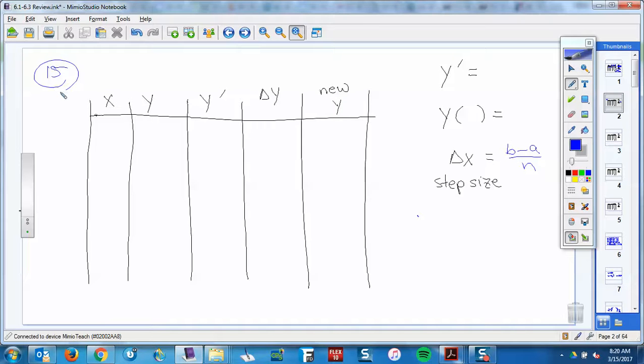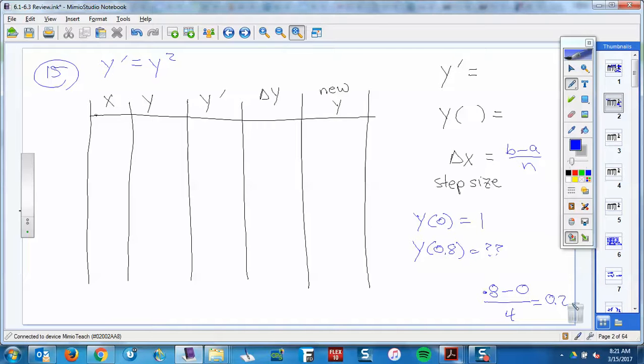Okay, so 15 says the IVP is y prime equals y squared, and y of 0 equals 1. So, yes, Skyler, if y of 0 equals 1, they're always going to ask you to find something else. In this case, they want you to find y of 0.8, right? So there is your A and your B. You're going from 0 to 0.8, and you're going to do it in 4 steps.